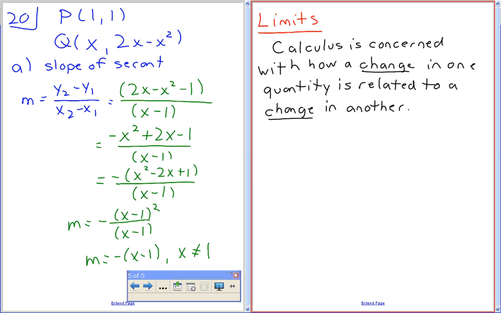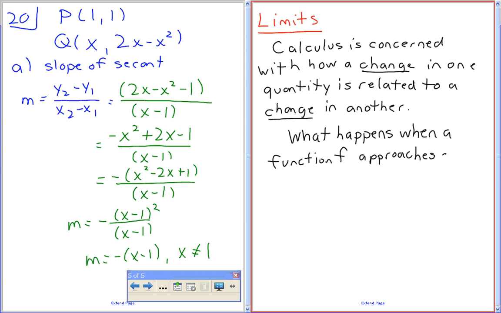So what happens when a function approaches a value? This is called a limit. Okay? So when do you use limits?